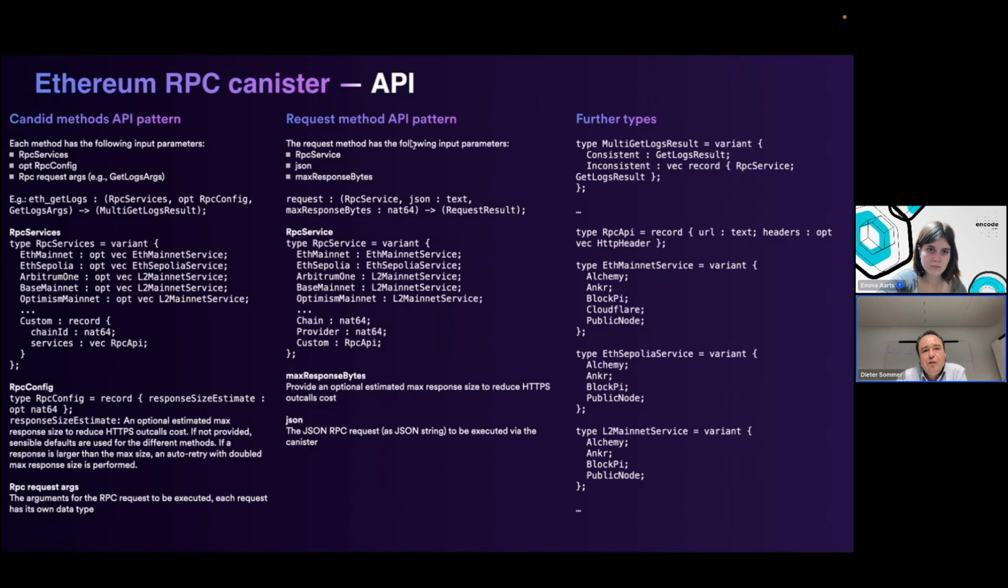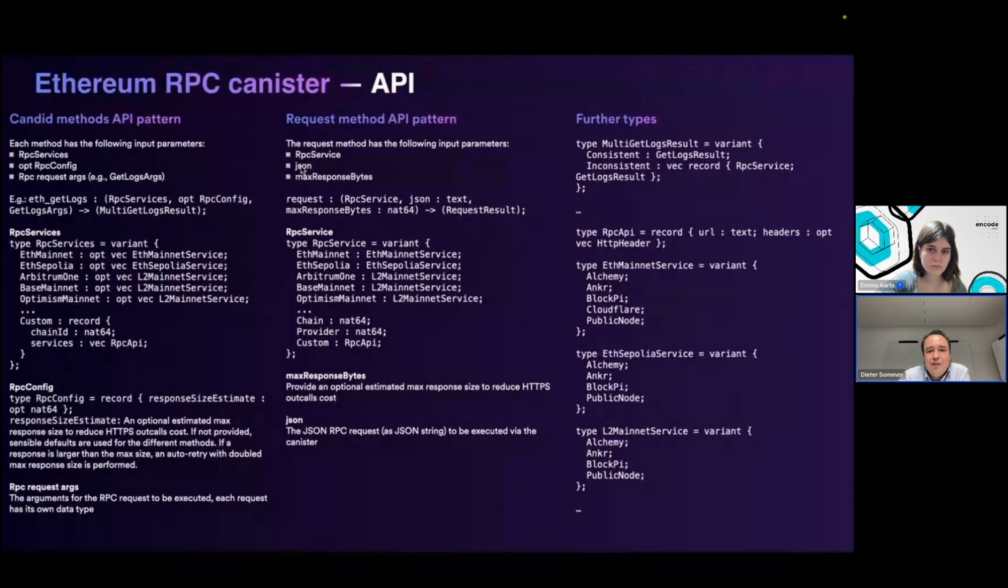Let's next come to the request method. So the more generic request method and how the API pattern looks there. It's actually very similar. We have also an API service, this time singular, because only one, because it does not automatically call multiple and make consensus over those 3, but you have to do this in your client canister.